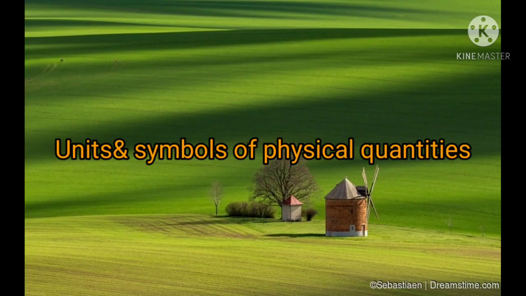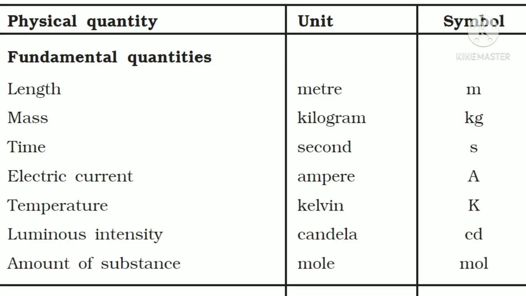Now we are going to see some of the units and symbols of the physical quantities. There are 7 fundamental quantities: length, mass, time, electric current, temperature, luminous intensity and amount of substance. The first one, length, the unit is meter. It is represented by the symbol small m. Mass, unit is kilogram, symbol is kg. And time, the unit is second, symbol s.